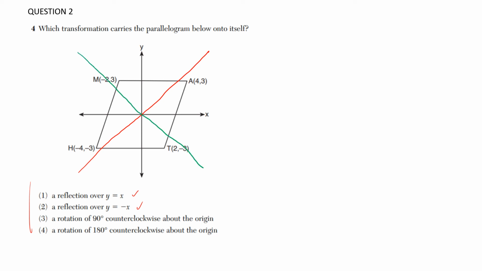There's a couple formulas if you want to use them. You don't have to, you could do it by eyeballing it as well. But if you're reflecting over y equals x, the original coordinates (x, y) transform into (y, x). You just flip them. So let's take this point, for instance. That will become right over here. We're reflecting it over that line. So this will be (3, 4). That is already not on the original parallelogram. We can eliminate that answer. We don't have to do the other points.